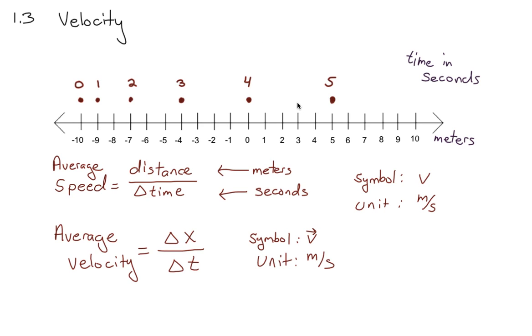This is 1.3, the unit on velocity, and we're going to define speed and velocity in this unit. And I'm starting off with another motion diagram here, although this one looks a little bit different.